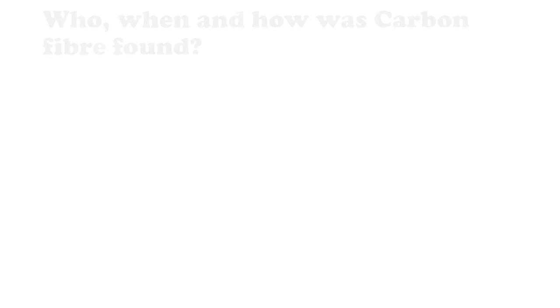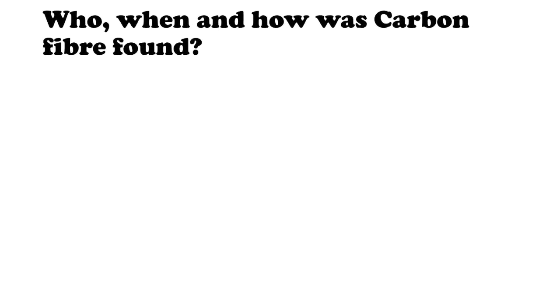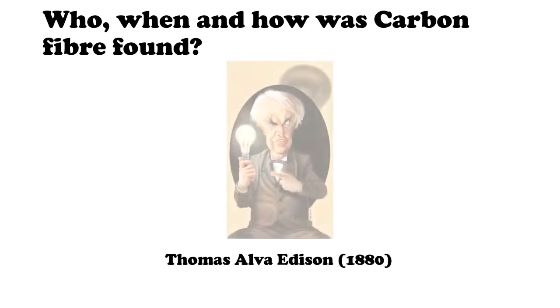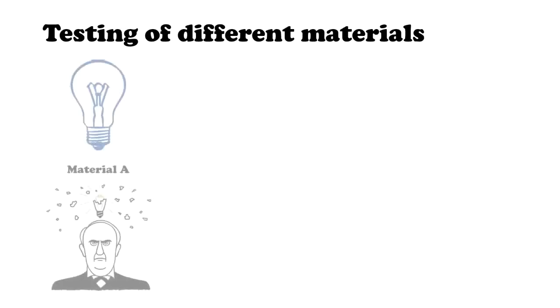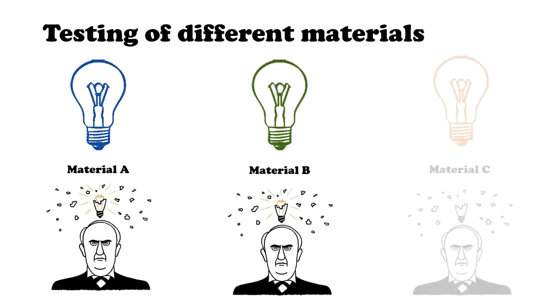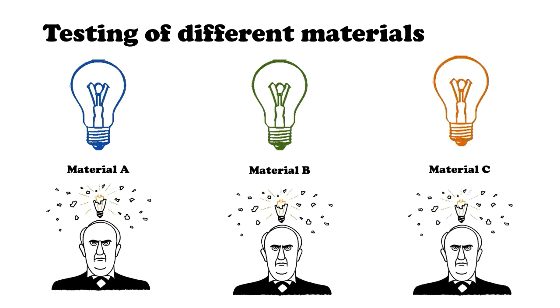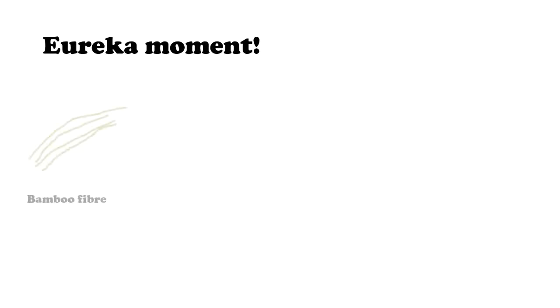Let us look at the origin of carbon fiber. The earliest known use of carbon fiber was by Thomas Alva Edison in the year 1880. Edison tested various possible materials for the filament of the light bulb, but none of the materials were suitable for use in a light bulb. This is the eureka moment for Edison.